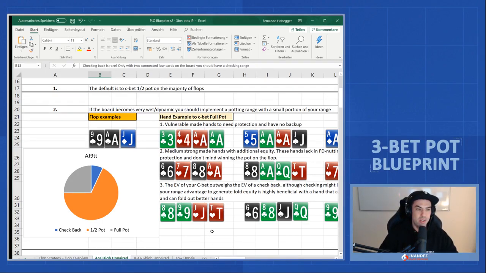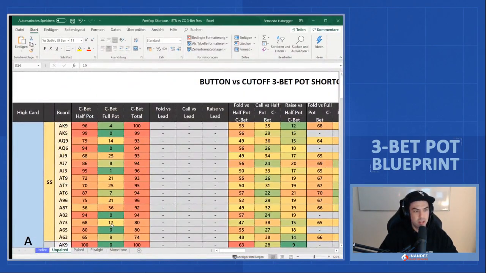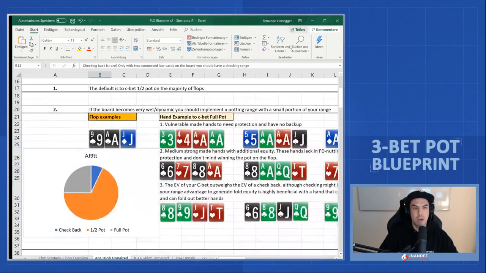First board here is Ace Jack 9 two-toned. So going back to the post-flop shortcuts, we can see that on this board we have an overall c-bet frequency of 93%. That's not only because we have a lot of pocket aces in our pre-flop range, but also because the non-pocket aces part of our range is also going to interact with the board pretty nicely. We could have wraps and flush draws, for example, so very strong combo draws here. But also two pair like Ace Jack, Ace 9, that usually have an additional straight draw.